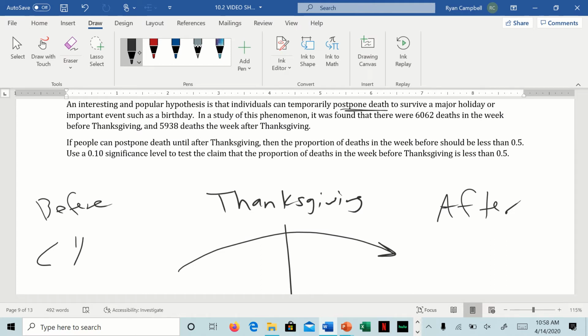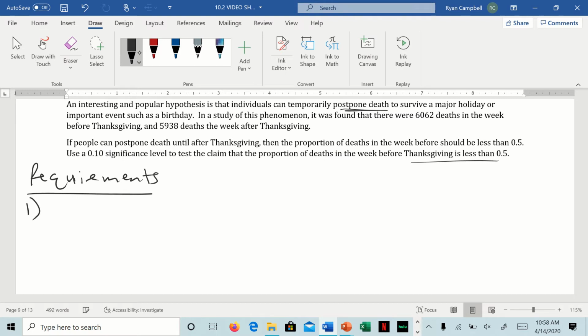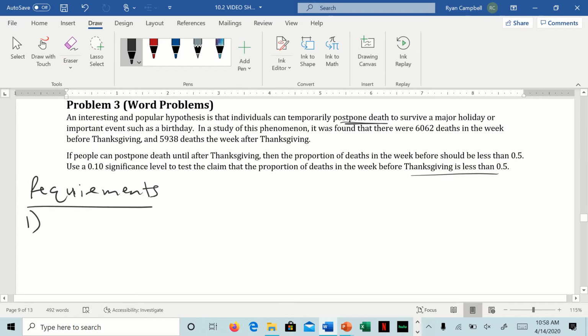So let's use a 0.1 significance level to test the claim that the proportion of deaths before Thanksgiving is less than 0.5, less than half. So we're trying to see if there's any validity to this hypothesis. So requirements. Number 1, it doesn't tell us how they got their people, so we can just assume it's simple random.